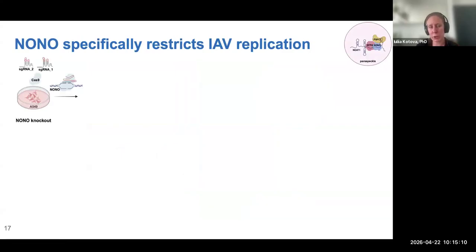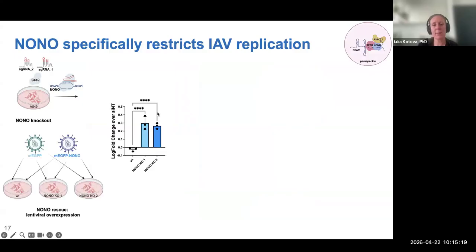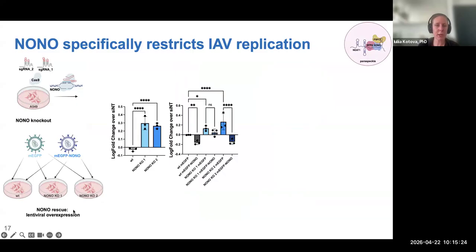So at the beginning, we first generated a knockout cell line and just replicated our phenotype from the knockdown. The same, upon knockout, we see an increase in the infection. And then we generated cell lines with rescued NONO. And we could rescue the phenotype for one clone partially, for the other one fully. And also here we can see, reversely to the knockout of NONO, upon overexpression of NONO, even in the wild type cell, we see a decrease in infection.